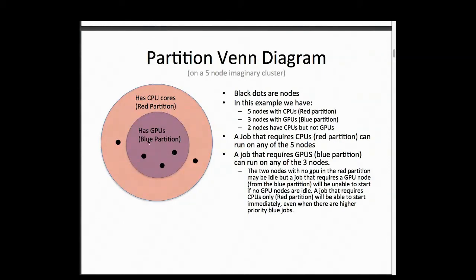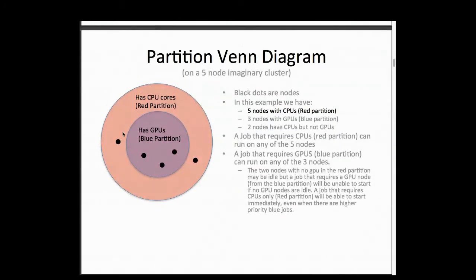So we see here basically two circles, and we see that the blue circle is totally within the red one. So we have a red partition, and we can think of this one, in this example, as having CPU cores, and a blue partition that has GPUs. And every single one of these dots is a node, and we see that everything in the blue partition is also in the red partition. So there are basically 5 nodes in black, and there are 5 nodes in the red partition. So these nodes are both within the red and the blue.